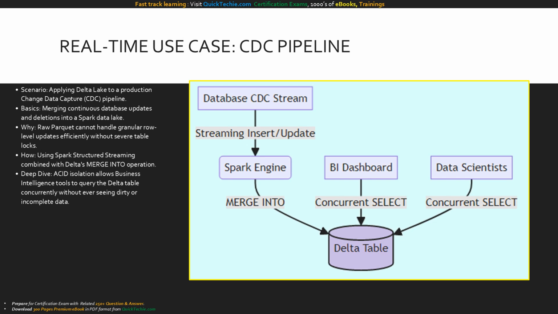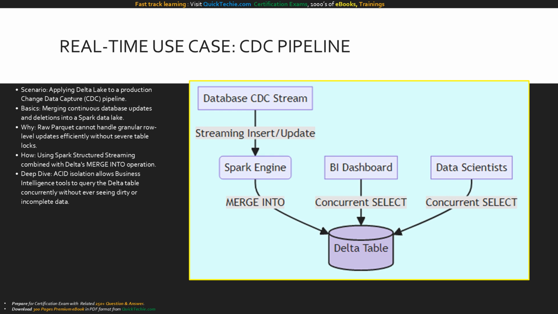Let's tie everything together with a highly critical real-world use case, building a change data capture, or CDC, pipeline for a global financial application. The core challenge is ingesting a continuous stream of database updates such as inserts, modifications, and strict GDPR deletion requests into our data lake, while simultaneously serving consistent data to our BI reporting tools.